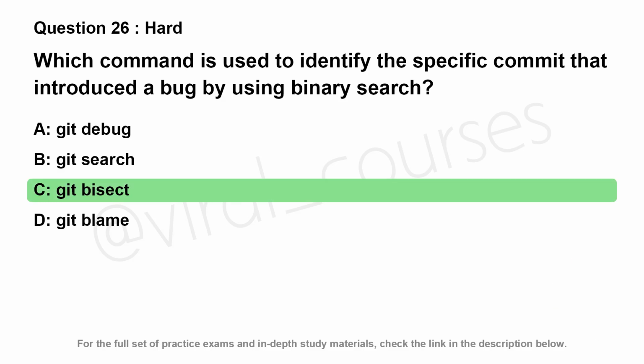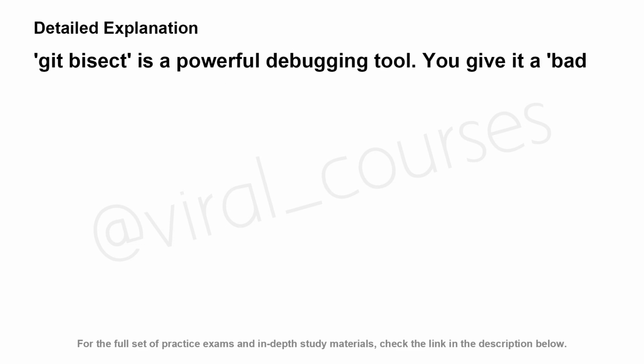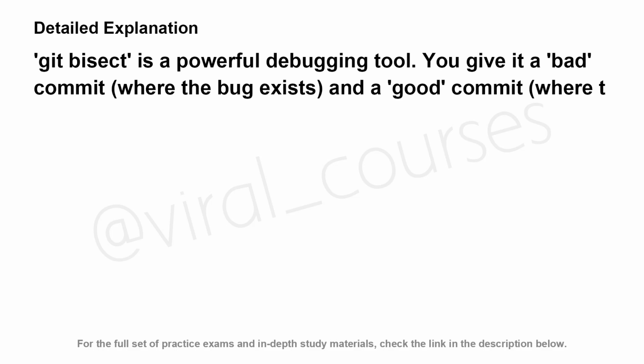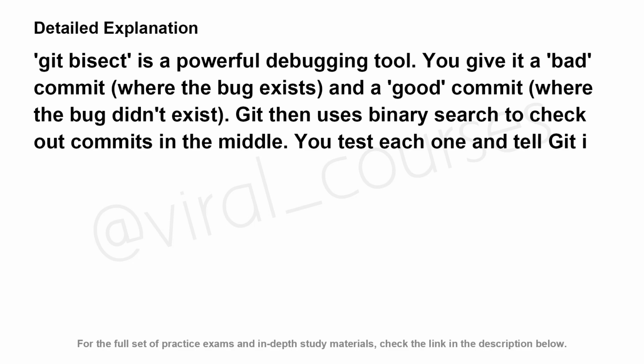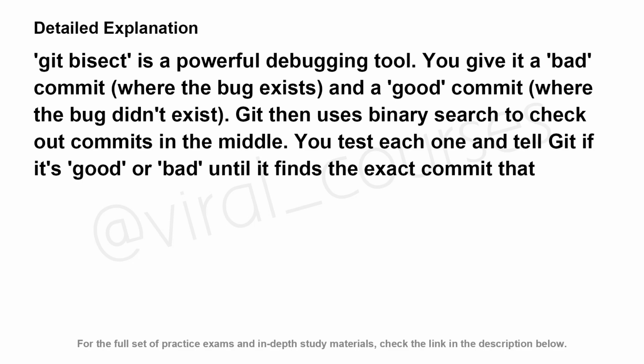The correct answer is C. Git bisect is a powerful debugging tool. You give it a bad commit where the bug exists and a good commit where the bug didn't exist. Git then uses binary search to check out commits in the middle. You test each one and tell Git if it's good or bad until it finds the exact commit that introduced the regression.